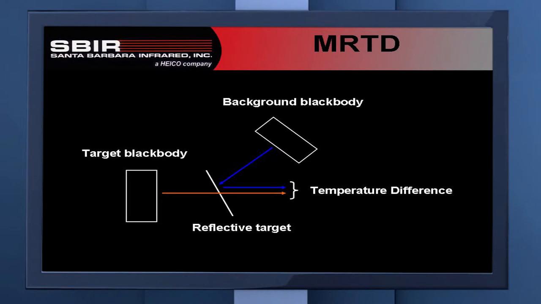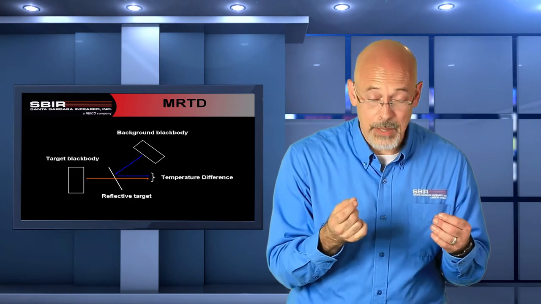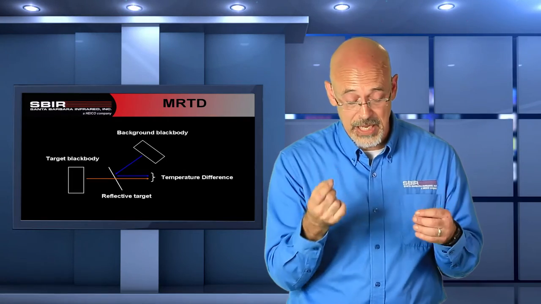There's another way we can approach this test, and that's if instead of making the target black so that it's the temperature of the rest of the room, we can make the target reflective. We can put a gold deposit on it so it's highly reflective. And now we can set another blackbody in front of the target so that it sets the temperature reflected off the target. And now what we see is this reflected temperature, and we can also see the blackbody temperature behind it. That allows us to more precisely control that temperature difference than a human observer can make out.